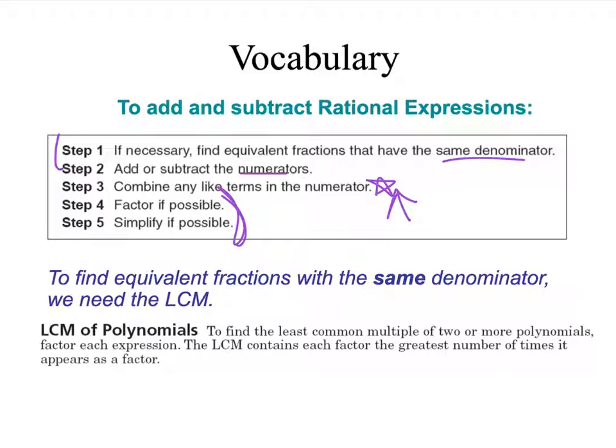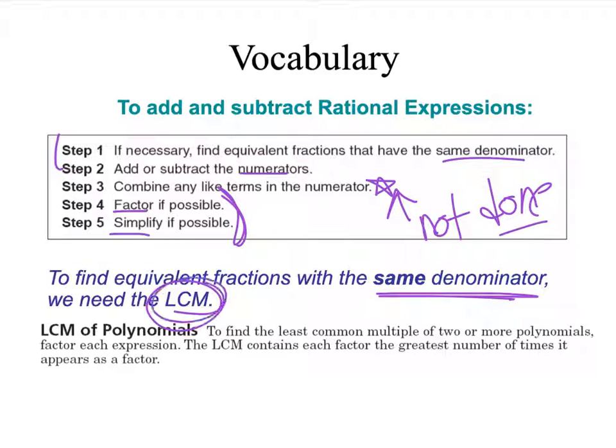When you combine like terms, you may not be done. You need to look at your numerator after you combine like terms and see if you can factor it. And then if you can, you need to factor it and then find out if you can simplify one step more. And remember, common denominator is going to be the same as the least.